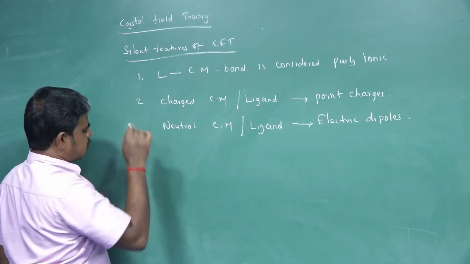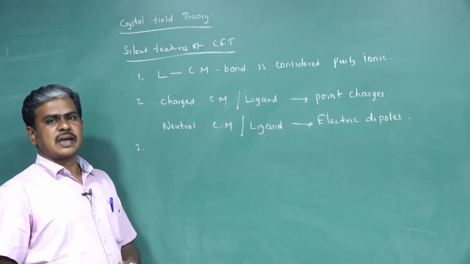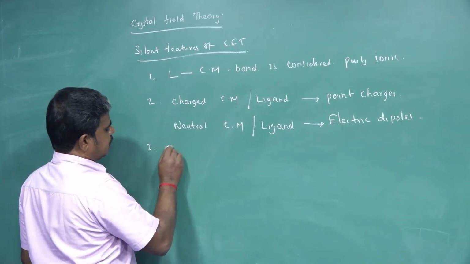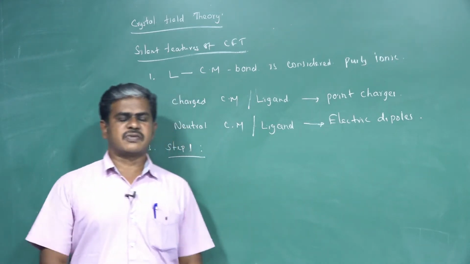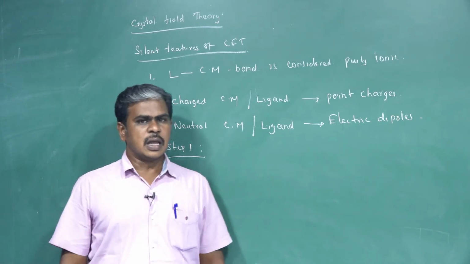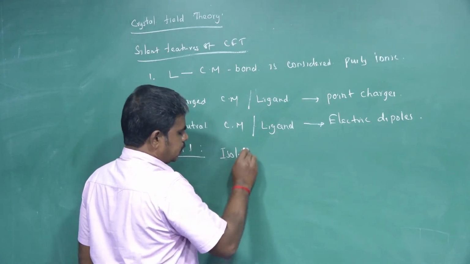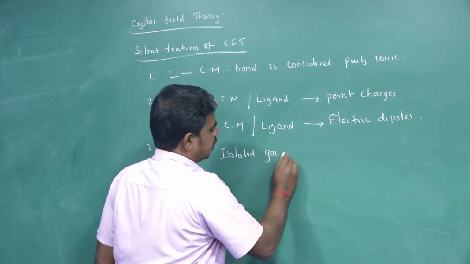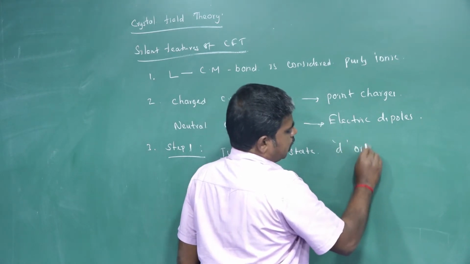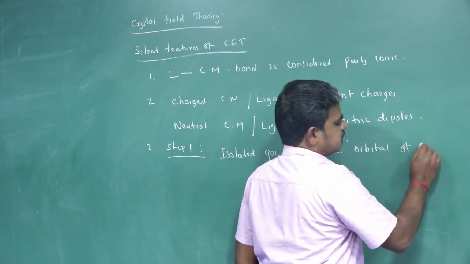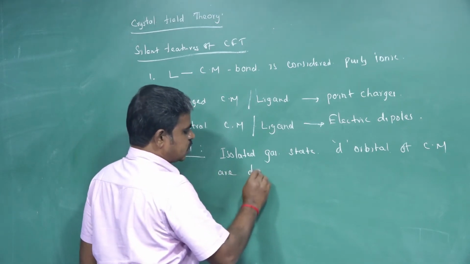And the third assumption, according to CFT: the complex formation is taken in the following steps. We are taking step 1 for complex formation according to CFT. Here, in an isolated gaseous state, the d orbitals of the central metal atom are degenerate.